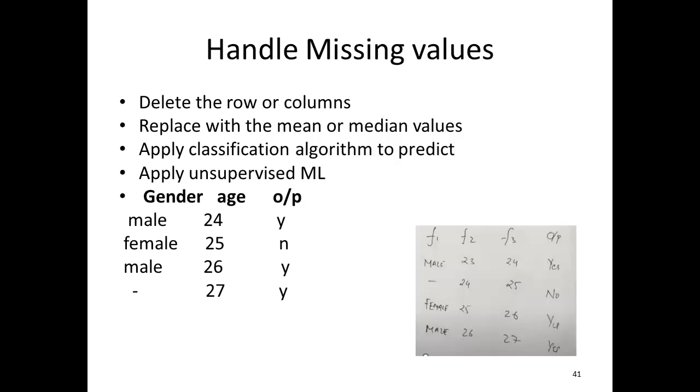The first step is handling the missing values: delete the rows or columns, or replace with the mean or median value. Then we can go for the classification algorithm to predict. If you require unsupervised ML, you can apply a suitable algorithm. See the example here: gender, age, and the output are given. The gender is missing, so in this case either you can remove the entire row or, if possible, replace it with the mean value. It depends on the situation and scenario.